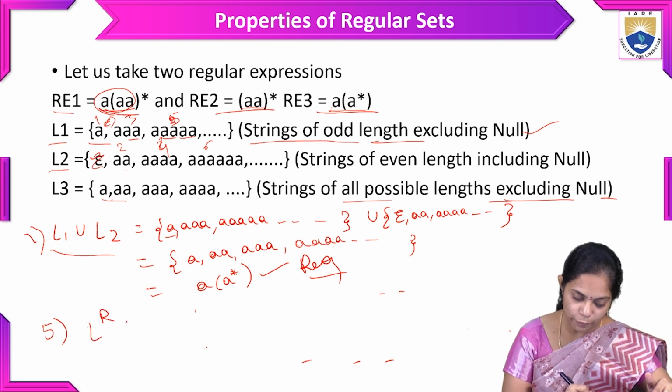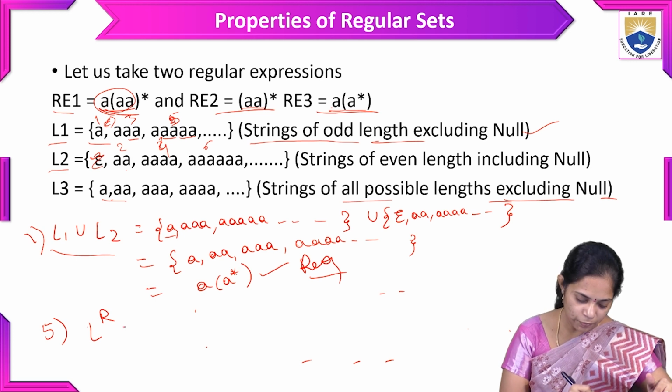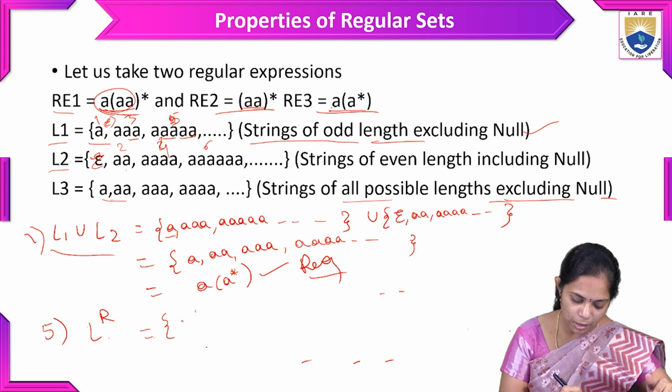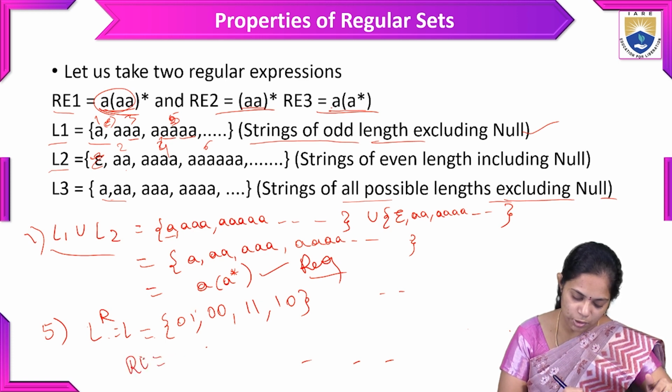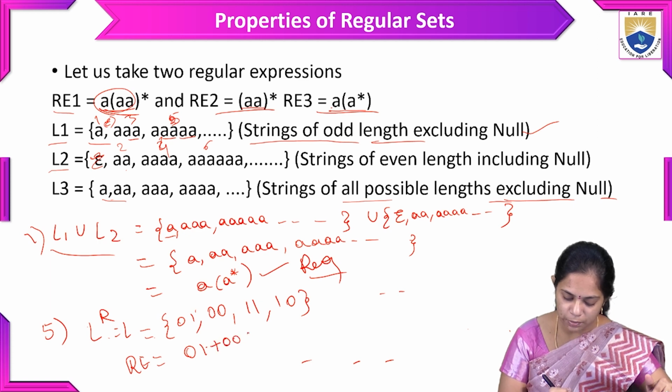So reverse of what? Reverse of a regular language, and we'll take the example {0, 01, 001, 10}. So this is the regular language. And what is the regular expression for this one? In the sense, it is all combinations of all these symbols. So this is the regular expression.